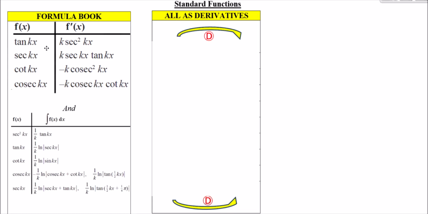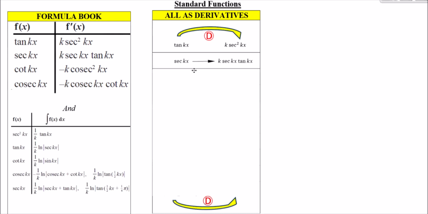So the first one we can just add in. Tan goes to sec squared. The next one, we're told that sec kx goes to k sec kx tan kx. So this first section isn't going to be changed. So just adding all this in, sec kx differentiates to k sec kx tan kx. We've got cot kx, which differentiates to negative k cosec squared of kx. And then cosec of kx differentiates to minus k cosec kx cot kx.